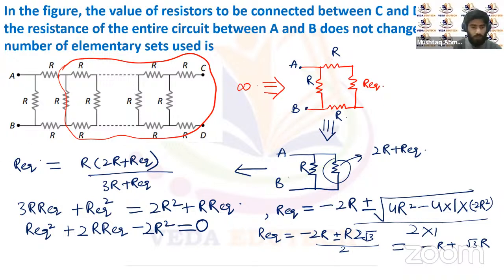So finally, the value of R equivalent comes out to be root 3 minus 1 multiplied by R. So this will be the final equivalent resistance for this circuit, right? It's an infinite ladder circuit. This is how we can find the equivalent resistance for this type of ladder circuit. And similarly, in case of capacitors, if we have an infinite ladder of capacitors, we can also find the equivalent capacitance in the same fashion.